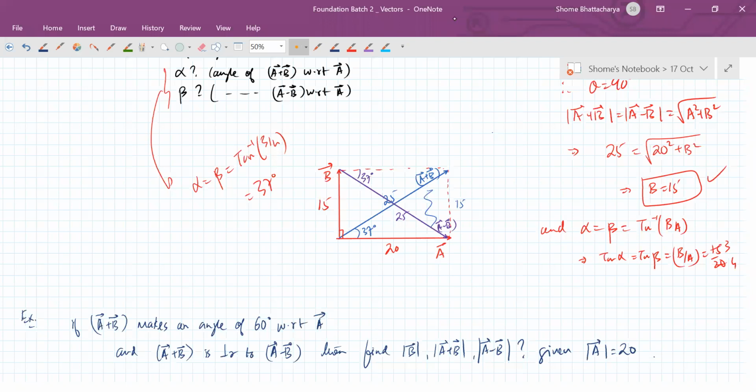Right, anybody got the answer for this part now? Yes, very good. Yes, that's correct. Your answer for A minus B is correct, but A plus B you have to check again. Deep, your answer is correct. Good.